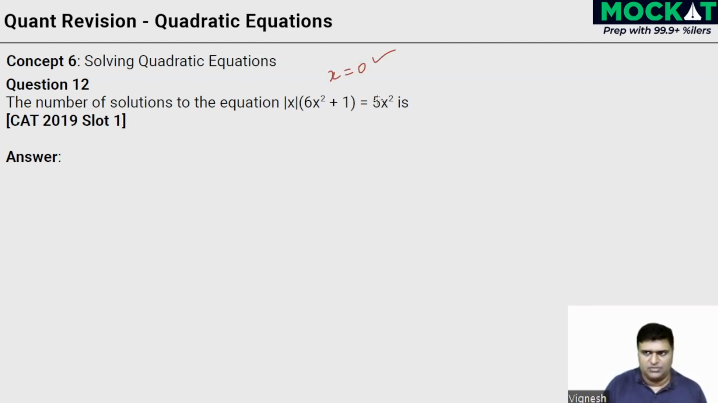0 into something, 0 into 5. They're equal. I can write that down. Now, given that there's a modulus involved, although we'll be looking at inequalities in detail, we know that the modulus can be expanded this way.